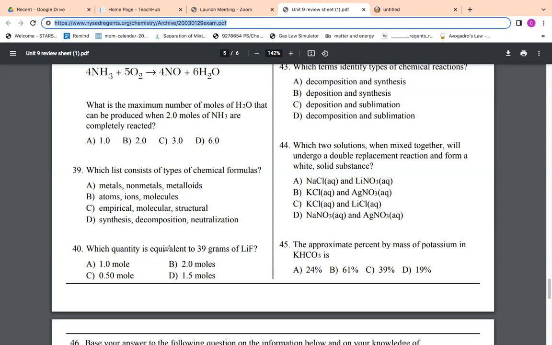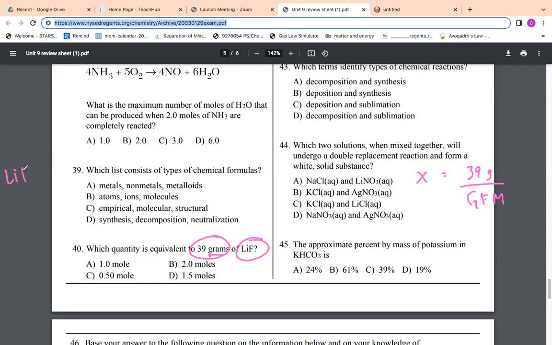Okay, 40. Which quantity is equivalent to 39 grams of lithium fluoride? Now they're giving me grams and the answers are all in moles. So that means I need a mass to mole conversion, which means that I'm going to need this formula again. Moles equals mass over gram formula mass. Now the number of moles, that's what we don't know. So this is X. The mass they're telling us is 39 grams. So just plug in 39 there. 39 grams. The gram formula mass, they're not telling us. So we have to figure it out using this.